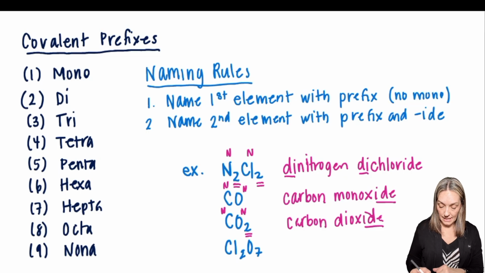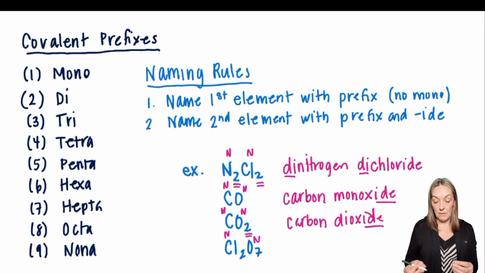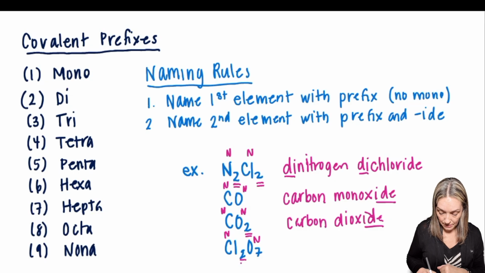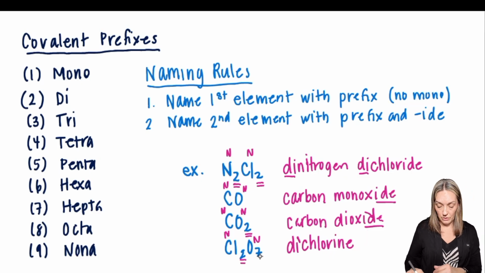Let's look at one last example. I have chlorine as my first nonmetal and oxygen as my second. We start by naming the first element with a prefix to indicate how many atoms we have. So there are 2 chlorines here. The prefix for 2 is di. And I'm going to name my first element normally, dichlorine.